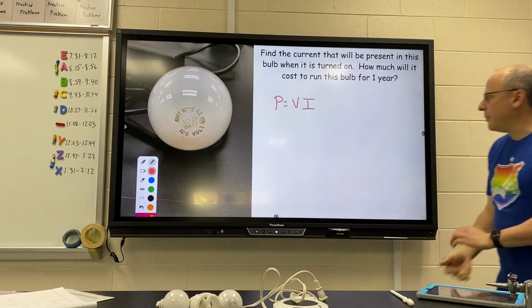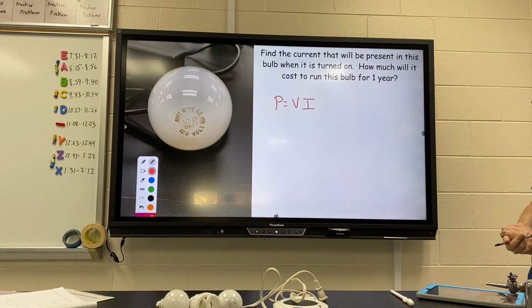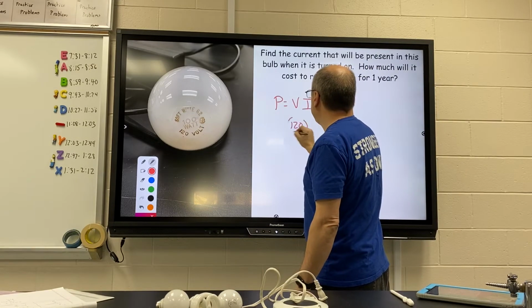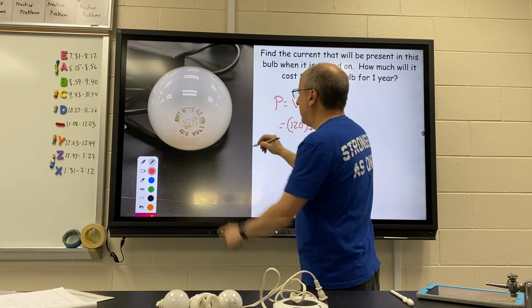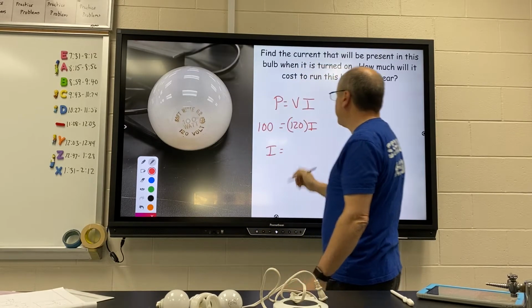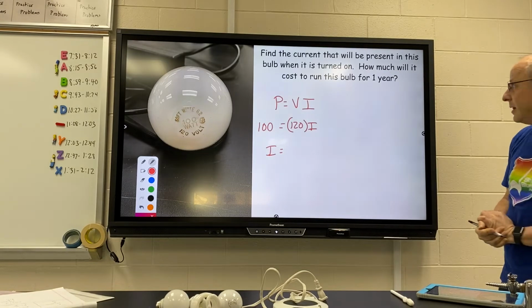Okay, so we're going to use our power equals voltage times current. Our voltage is 120. Again, that's the standard for American outlets. It tells you on the bulb that this is a 100-watt light bulb, and you could find the amount of current used by the light bulb.